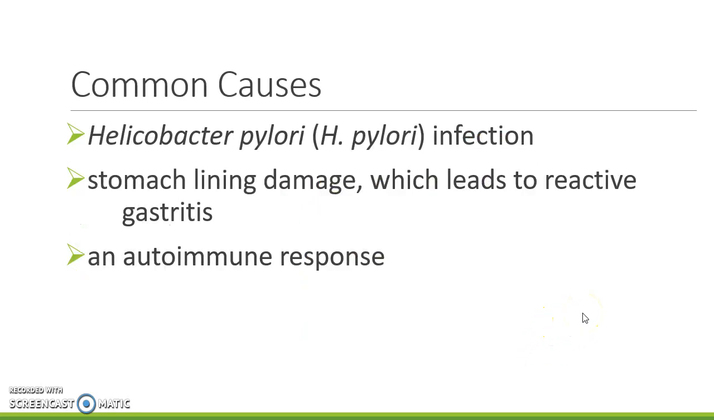Common causes are H. pylori infection and stomach lining damage. H. pylori infection is particularly common in developing countries. It is an oral-fecal route contamination, transmitted typically in childhood or by contaminated scopes. Sometimes people with this infection never have symptoms. Adults are more likely to show symptoms when symptoms do occur.